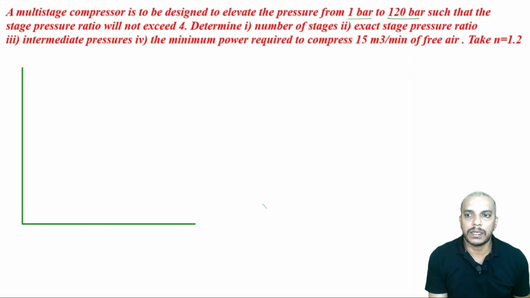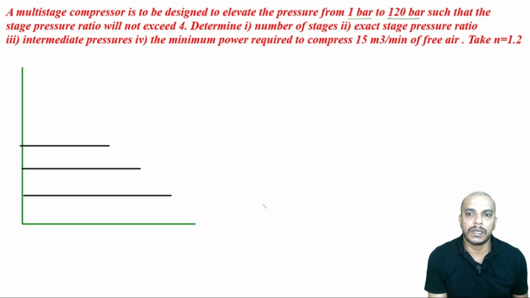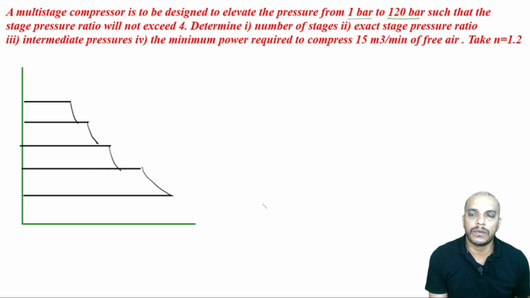So, let us assume that it is done in multiple stages. So, it could be multiple stages. I am drawing without clearance volume. Anyhow, let us see if there is clearance volume, we will draw it. So, there are multiple stages, right? It could be 2, it could be 3, it could be 4. Let us find it out. So, for now, I have just drawn 4. So, this is 1, 2, this is 3, 4 and 5.